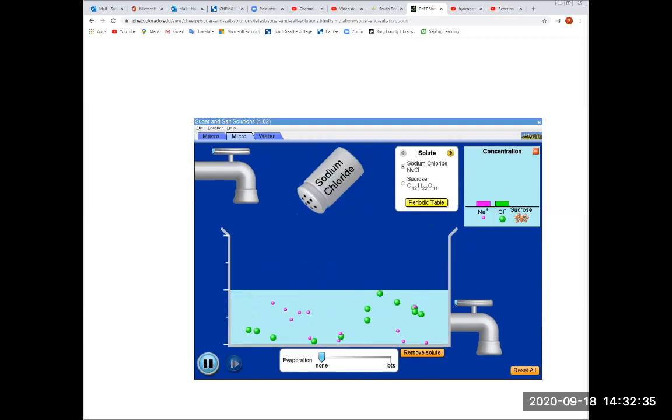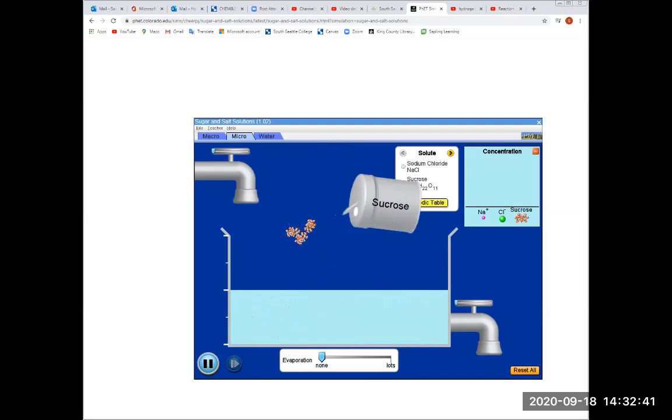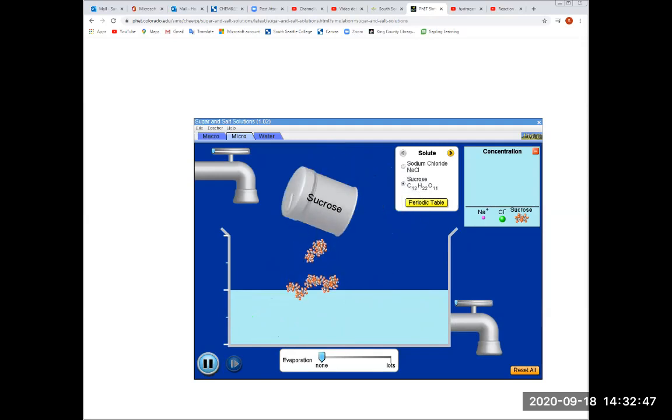And at the microscopic level, let's remove the solute here and change that to sucrose. Let's pour some sucrose in there. You see now how it's a much bigger molecule. It's made of carbon, hydrogen, and oxygen, and it's a very specific shape. All the molecules are the same shape, same formula. It's a large molecule, and there is no charge, right? Sucrose is a neutral molecule, and so it's not attracted by the electrodes, and that explains why electricity was not conducted.